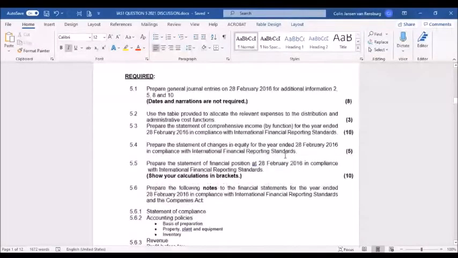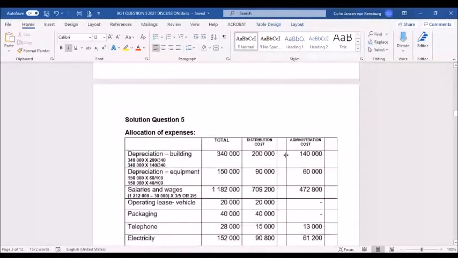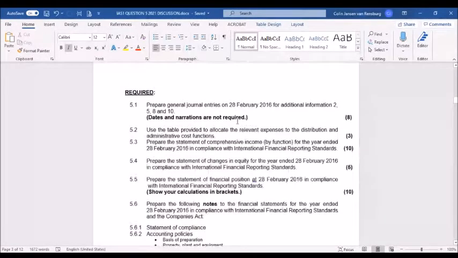If you go to the third page of the question, where is that? There we go, to the third page where it states required. In the original question, which is the error, you will see there it states prepare general journal entries on the 31st of December 2012. Okay, so that is incorrect. So I've fixed that. That should be prepare general journal entries on the 28th of February 2016. We've seen in many other spots that is our financial year end. So it's just that little error that I've picked up in the question.